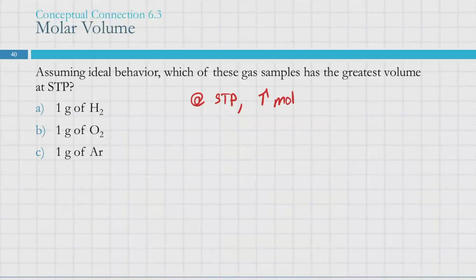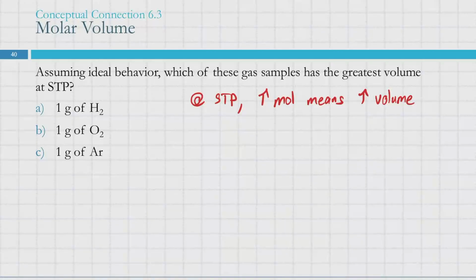Yeah, higher moles means higher volume. Because we're at STP, so temperature and pressure are going to be the same in all cases. So what the question is really asking, or one of the things that we could think about for this, greater volume is going to come from greater amount of moles. So which of these samples is going to have the greatest number of moles, the largest mole number?